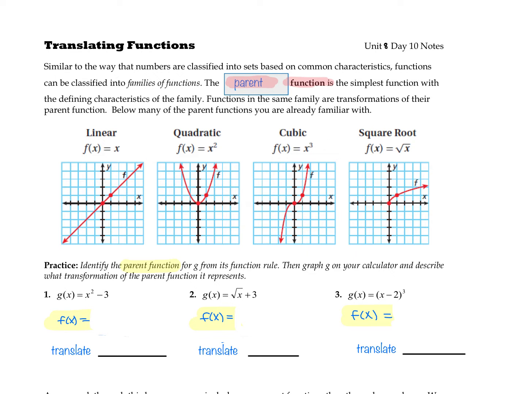So, for example, quadratic would be x squared. A linear function would just be y equals x. A cubic function would just be x cubed. And a square root function would just be the square root of x. So just the most basic, the original function.